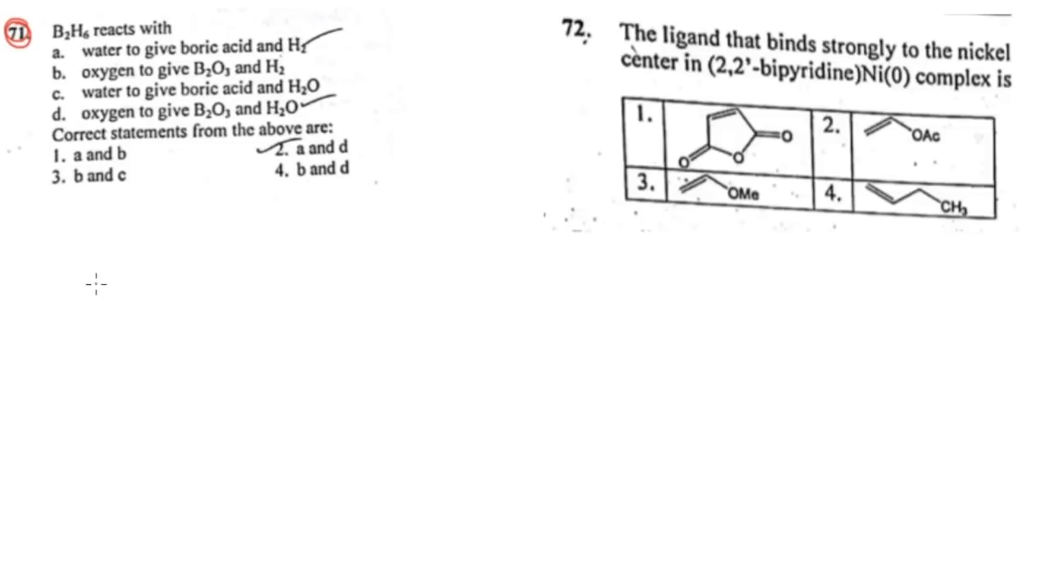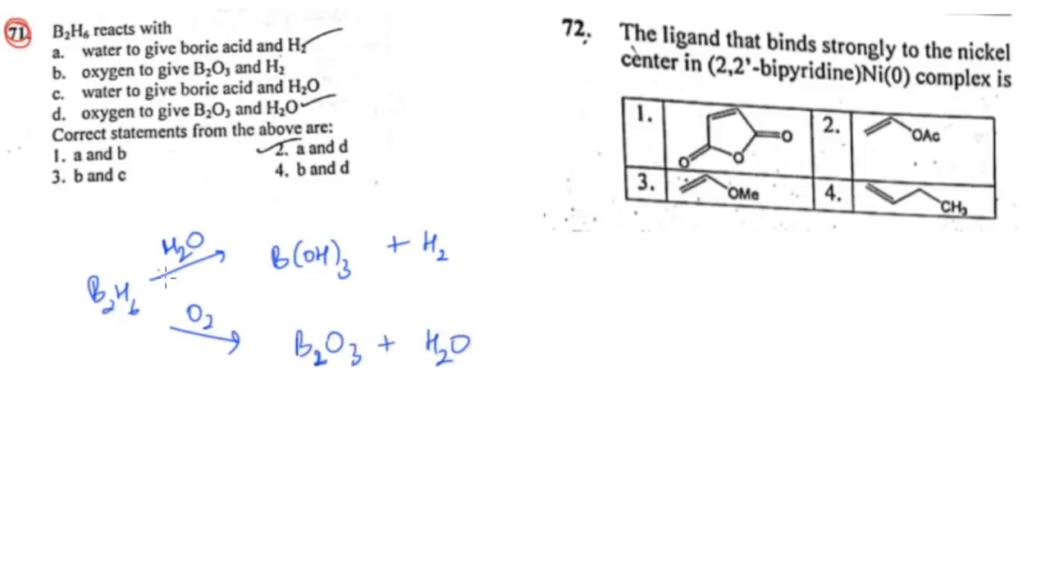So basically your B2H6 reacts with water to give you boric acid, that is B(OH)3, and along with that you will get hydrogen gas. So this is how the reaction takes place with water. The reaction with oxygen is basically that it reacts with oxygen to give you B2O3, and along with that you will get water. So remember, when it reacts with water, it won't give you water. If it reacts with oxygen, it won't give you hydrogen. Like that you can remember.